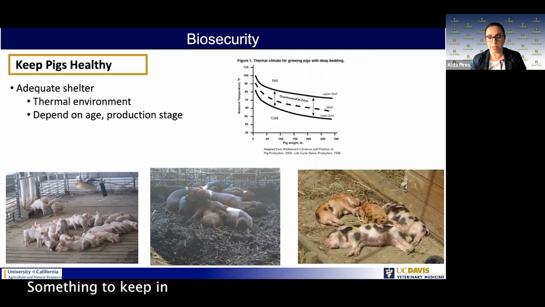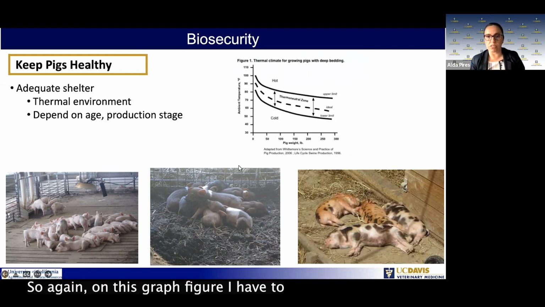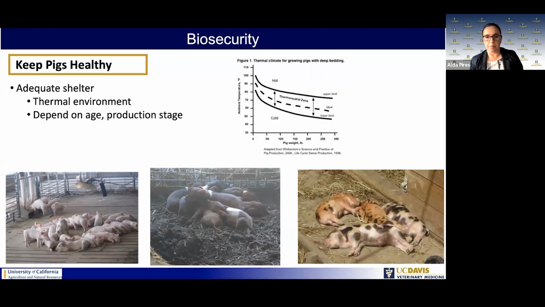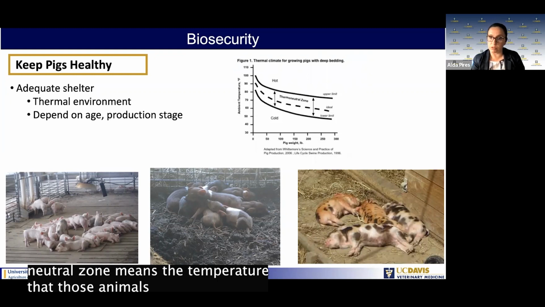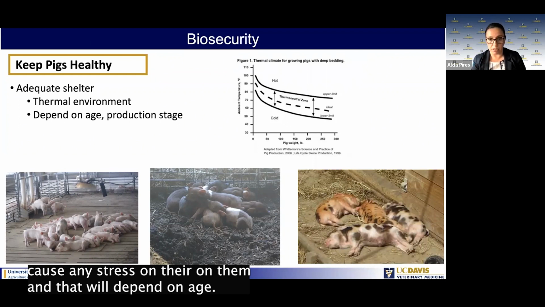Something to keep in mind is that all animals, and in particular swine, have a thermal neutral zone. On this graph figure, I have represented the thermal climate for growing pigs with deep bedding. Any animal has its comfort zone or thermal neutral zone, meaning the temperature at which those animals are comfortable and it doesn't cause any stress on them.